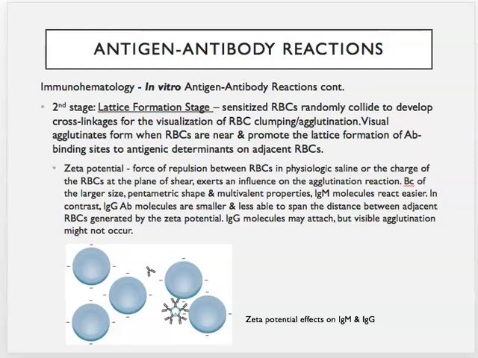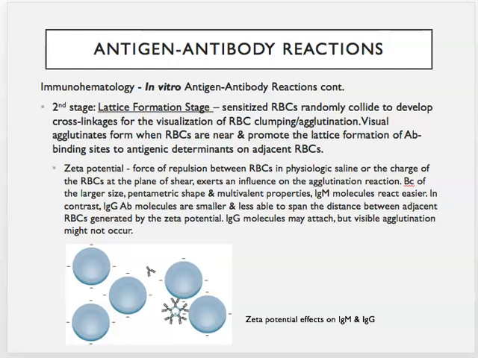Okay, and then the second stage is called the lattice formation stage. After those red cells have been sensitized with the antibody molecules, you'll have random collisions that occur between those antibody-coated red cells. Those collisions are necessary to develop cross linkages.